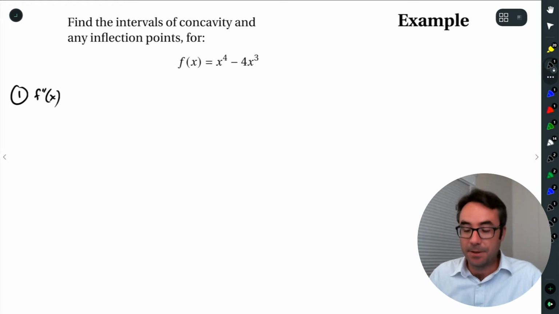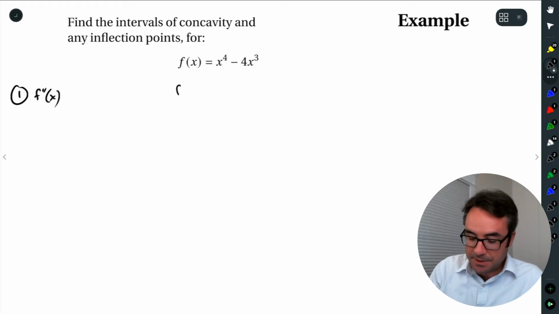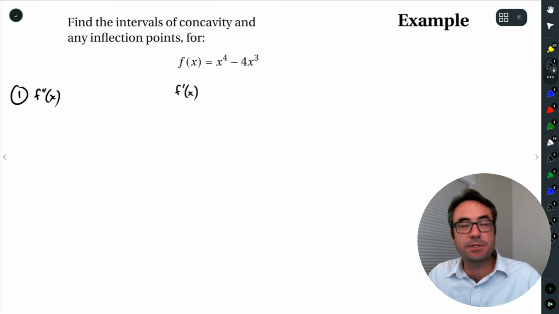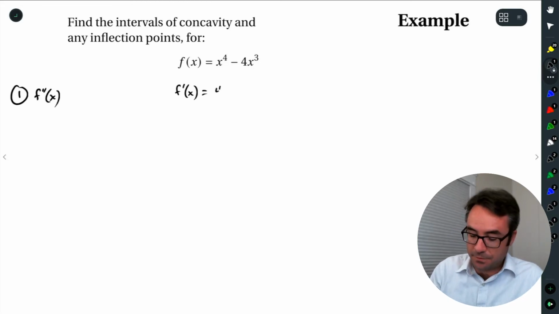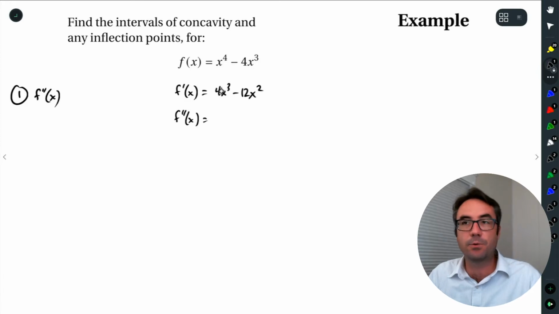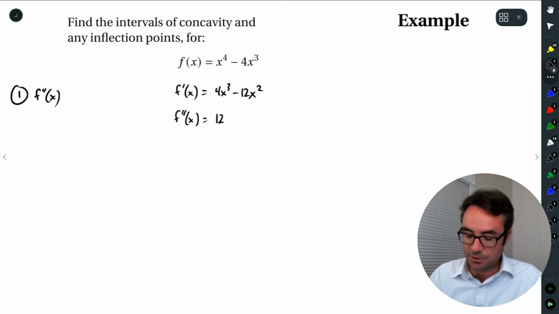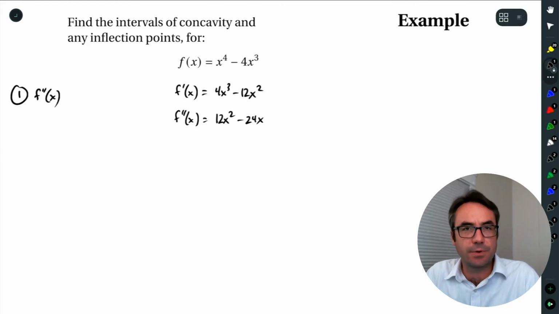Let's calculate it. So we have our function. To get the second derivative, we need to just differentiate twice. So to get the first derivative, we get 4x cubed minus 12x squared. And then our second derivative, we just differentiate that. So power rule on this 4x cubed gives us 12x squared. Power rule on this negative 12x squared gives us minus 24x. And there's our second derivative.